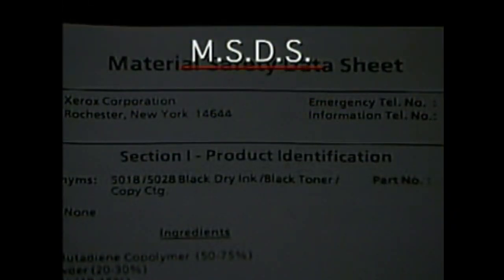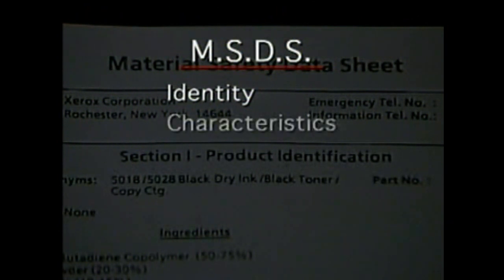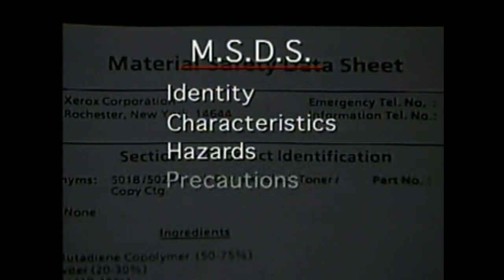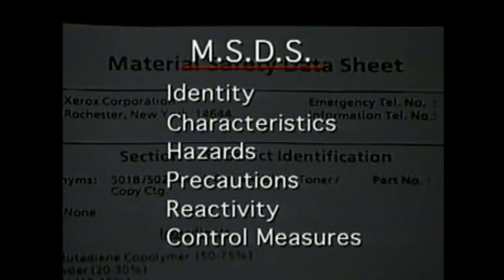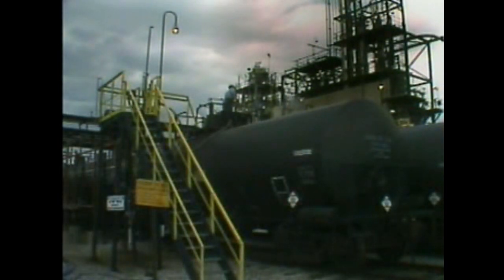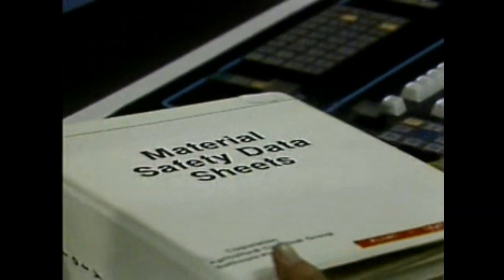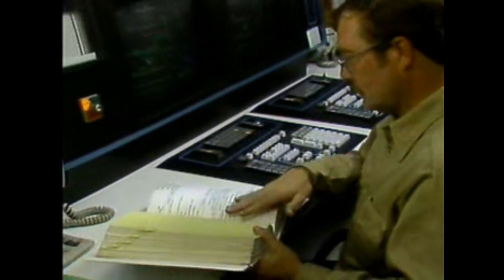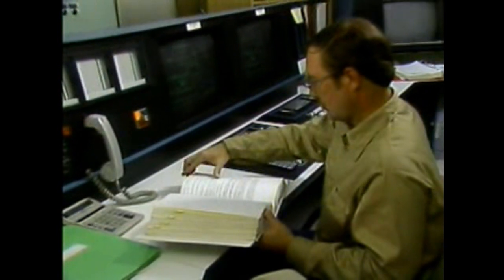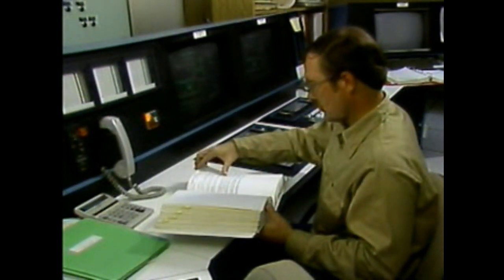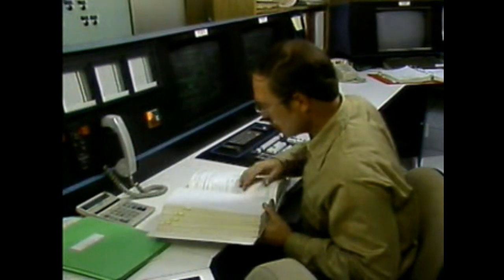Information found on MSDS forms includes the identity of the material, its physical and chemical characteristics, the nature of the hazards it presents, precautions for the safe handling and use of the material, the reactivity of the material, and specific control measures. OSHA requires that an MSDS accompany each shipment of a hazardous chemical and be available to the workers on a job. To take advantage of this OSHA requirement, make sure you know where your employer keeps the MSDS forms and use them. They can give you the information you need to protect yourself from serious damage to your health and possibly even save your life.